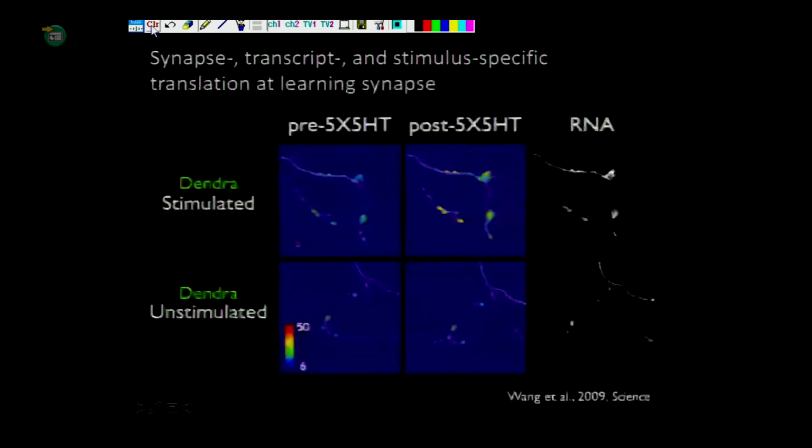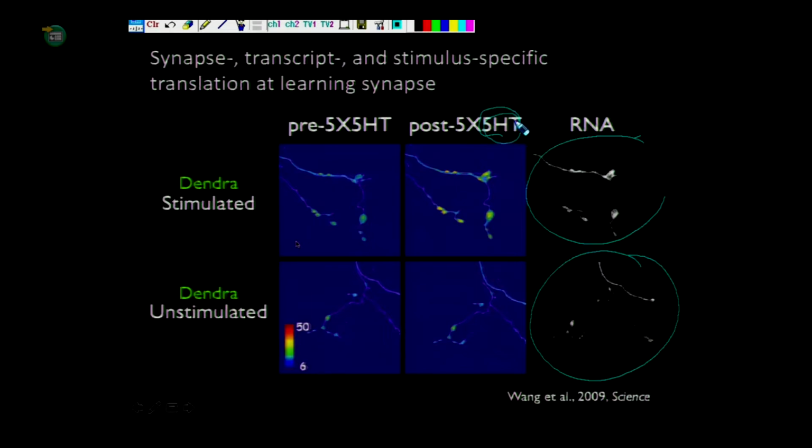And when we did that, well, there are other technical designs I used. I'm not going to go into those details. When we did that, we found that although the RNAs are localized to both sites, only in those serotonin, serotonin is abbreviated as 5-HT, then only at the stimulated sites, we saw this increase of protein synthesis, while the unstimulated neighboring synapses remain the same.